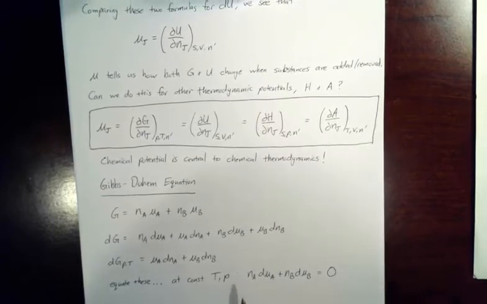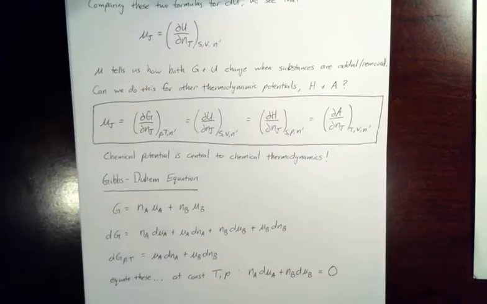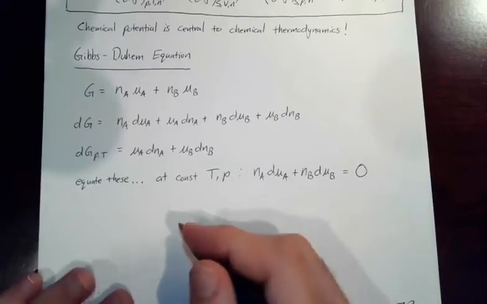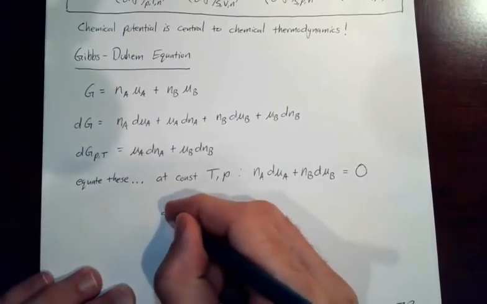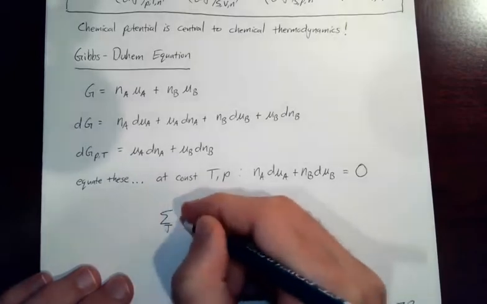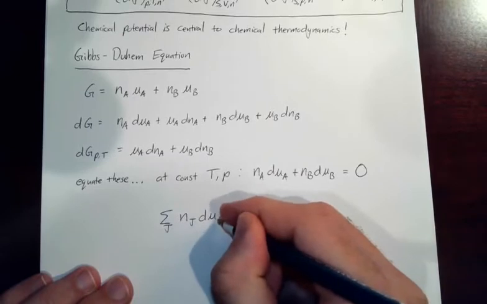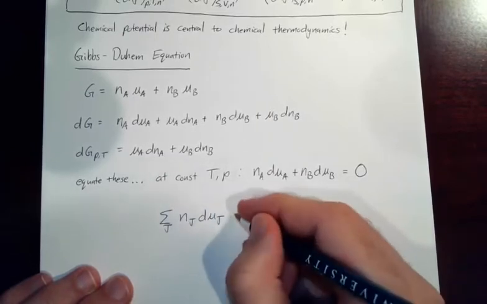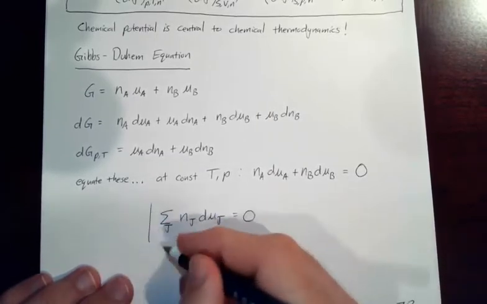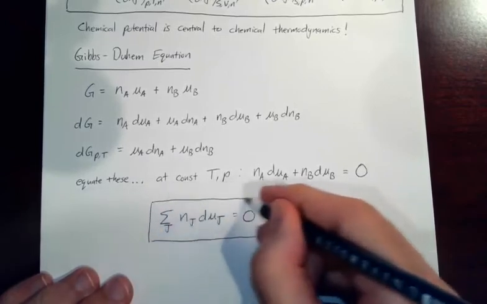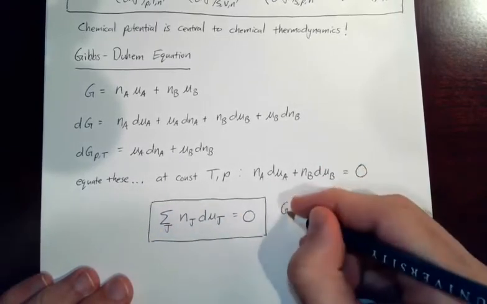Okay, so this is for two species, but we can write it in a more general case for any number of species, and you can see the pattern allows us to write it using some summation notation. And that would look something like this. It's the sum over j of Nj d mu j. That's the left-hand side. And the right-hand side is equal to 0. And so this is the Gibbs-Duhem equation.